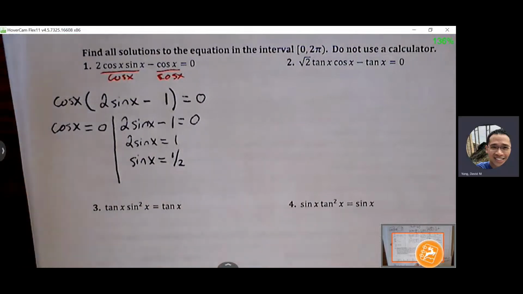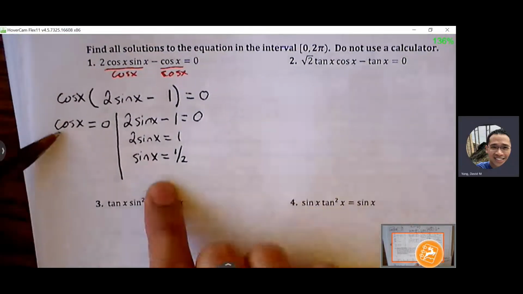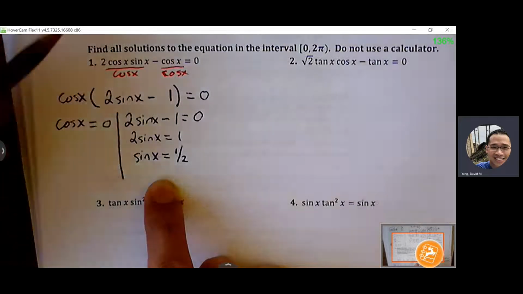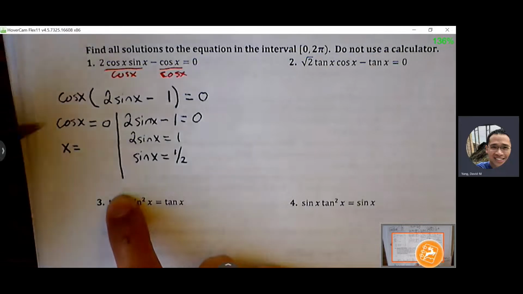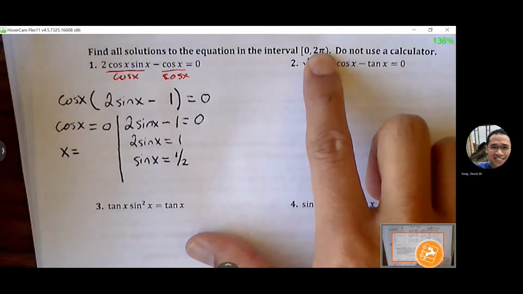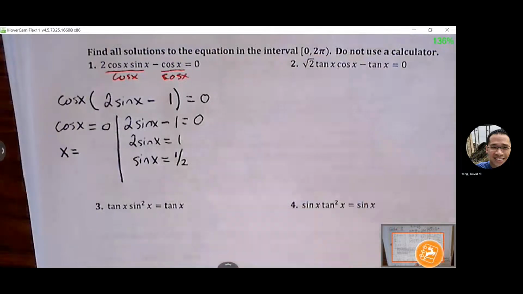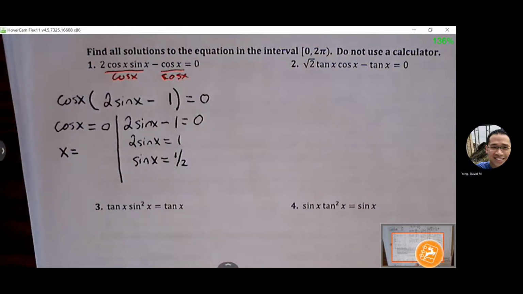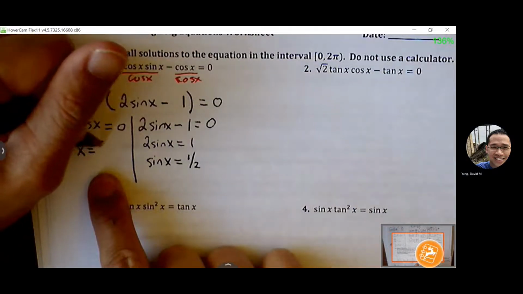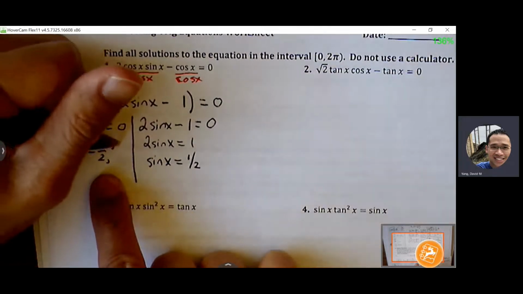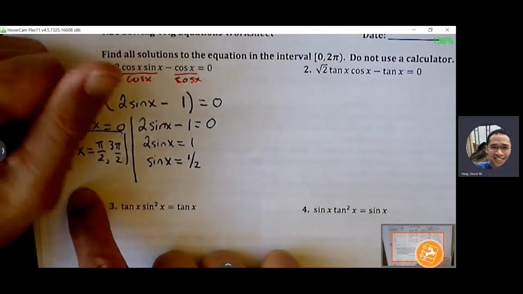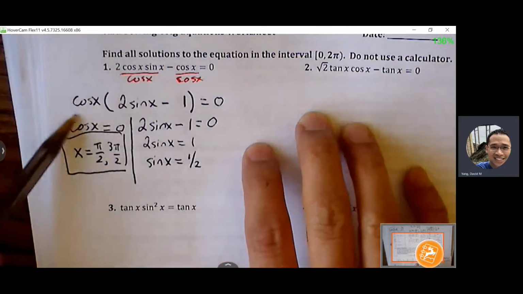Okay, so you can refer back to your unit circle or just try to recall from memory. Where is cosine going to be equal to 0? Oh, radians. We're going to do everything in terms of radians here. Where's cosine equal to 0? Pi over 2. Anywhere else? 3 pi over 2. So we have two solutions from cosine of x.